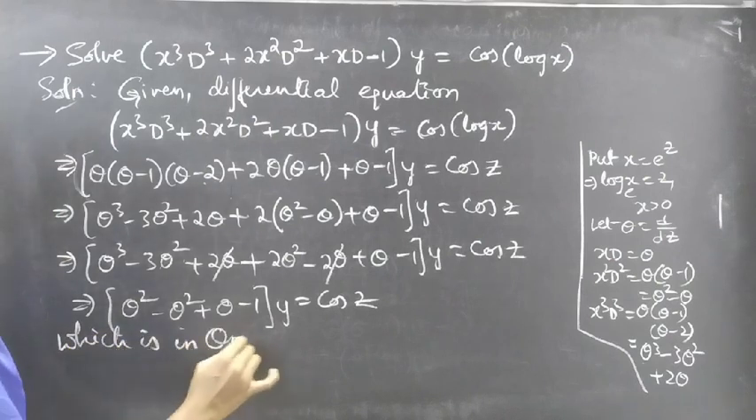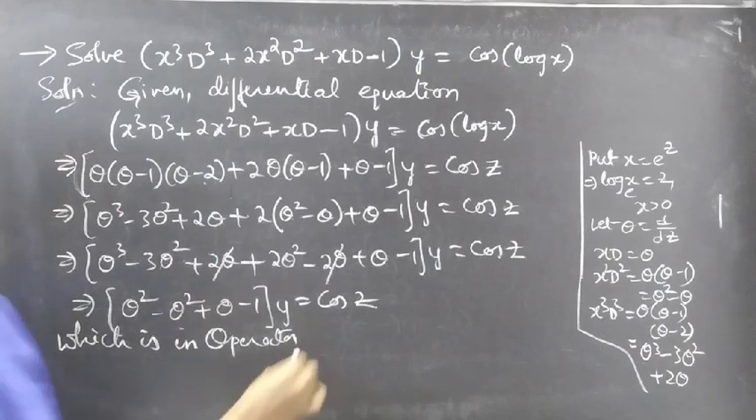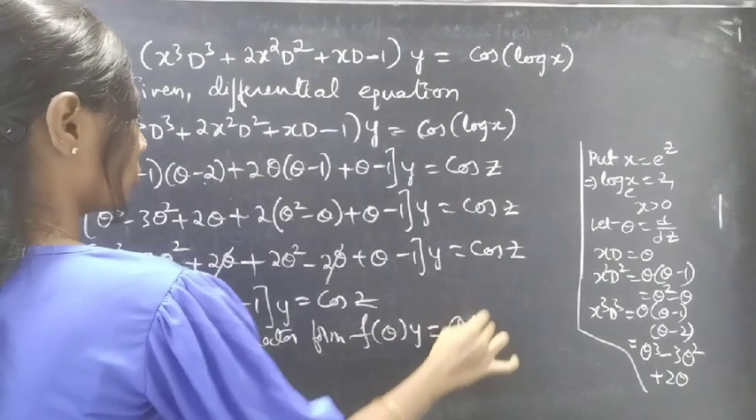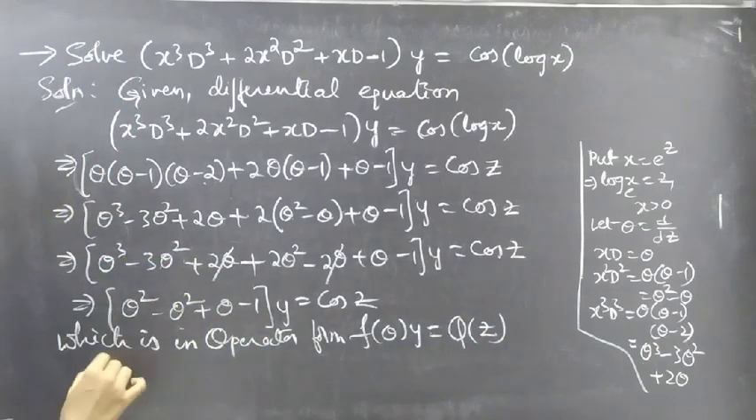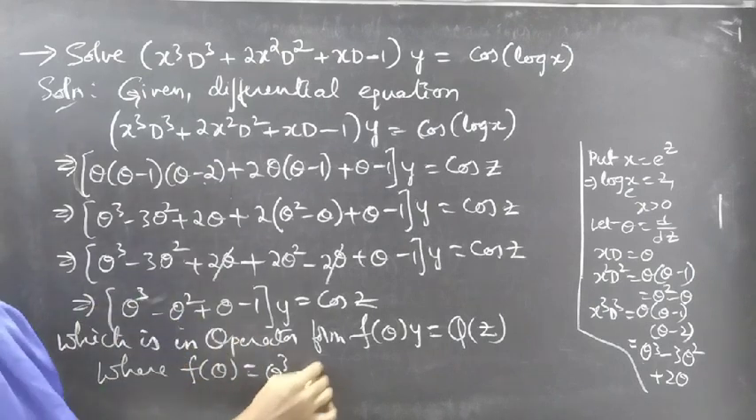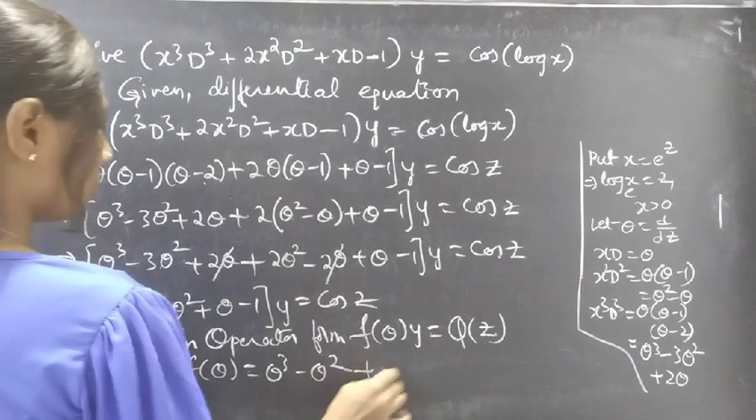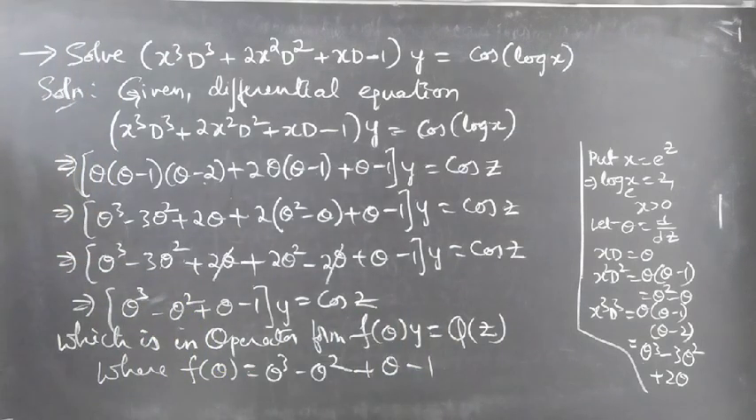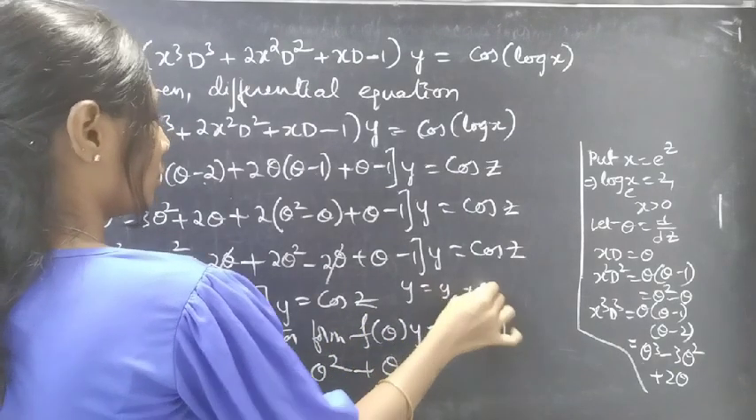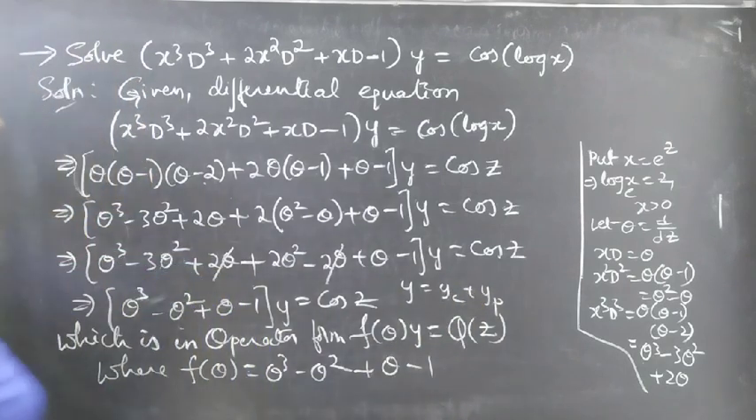which is in operator form f of theta into y equals Q of z, where f of theta equals theta cube minus theta square plus theta minus 1. Now we need to find the general solution to the given equation, which is given by y equals yc plus yp. Okay, we'll find yc using the auxiliary equation, and later we'll go for yp.